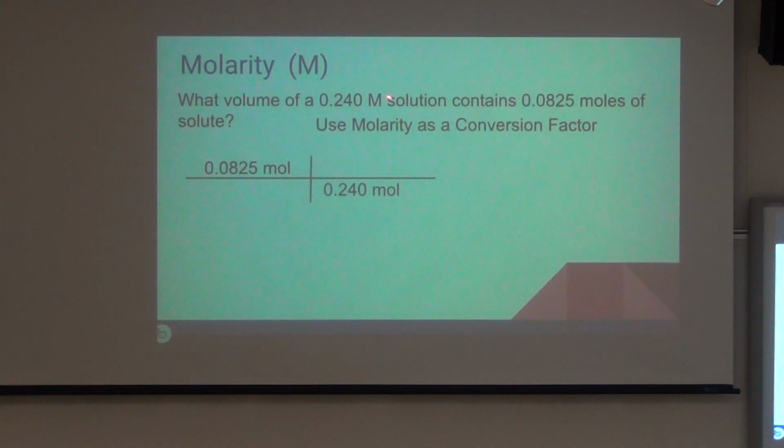So I'm going to write it kind of upside down. 0.24 moles are in 1 liter, but I can flip that around. 1 liter of solution contains 0.24 moles. My moles will cancel out now, and I'll have my unit of liters, my volume. So it's kind of written upside down, but that's okay. It's legit. We can do that. Our answer is 0.344 liters.